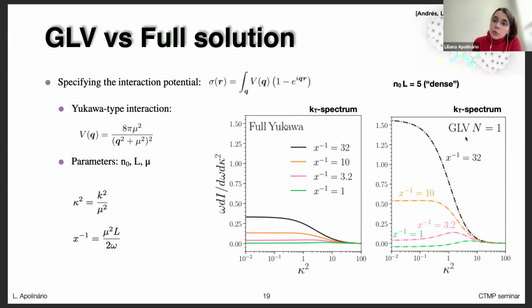Of course, if for this comparison we would consider higher orders in the GLV approximation, then the spectrum would be more similar to this one. But since we are considering only n equals 1, we know that this is not the region of validity of this model, and this is just to illustrate exactly how much difference there is with respect to the full solution.